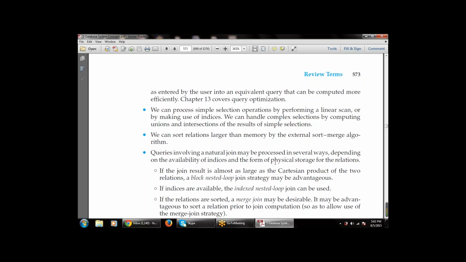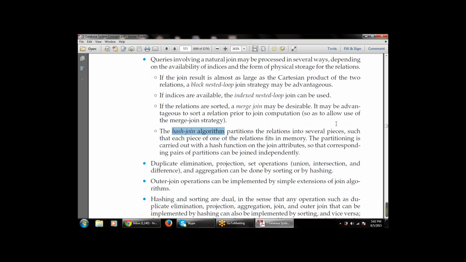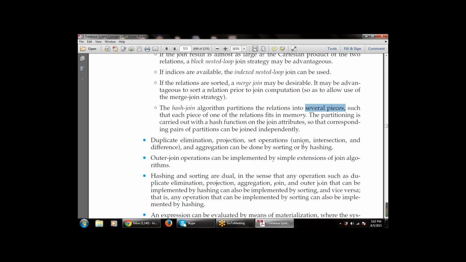The first point says that if the join result is almost as large as the Cartesian product of the two relations, a block nested loop join strategy may be advantageous. Then if indices are available, the index nested loop join can be used. And if the relations are sorted, a merge join may be desirable. In the hash join algorithm, the relation is divided into multiple pieces.